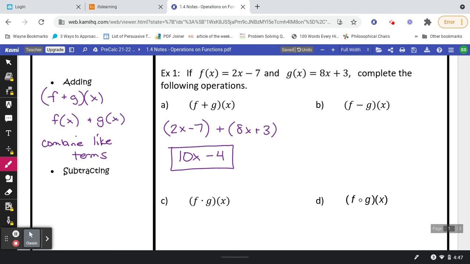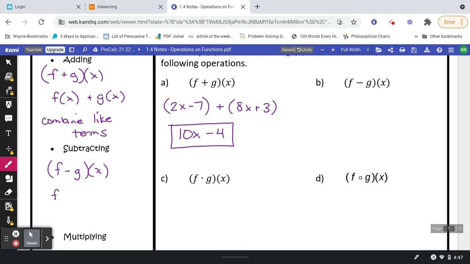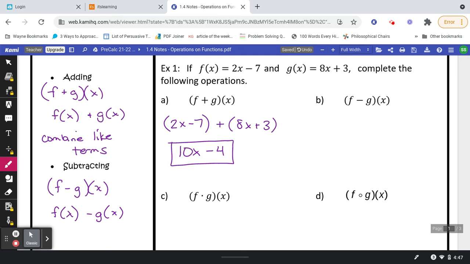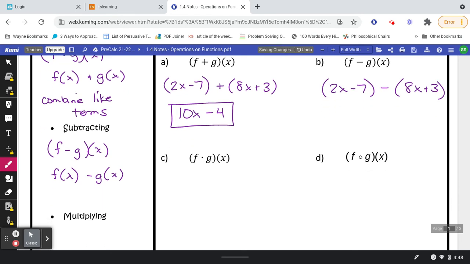For subtraction, again, they could write it as f minus g of x, or they could separate it and write f of x minus g of x. Those mean the same thing. So for the subtraction, we'll do 2x minus 7, subtract 8x plus 3. And oftentimes with subtraction problems, a lot of mistakes are made because you have some minuses as well as some negatives. So I always encourage people to distribute the negative.